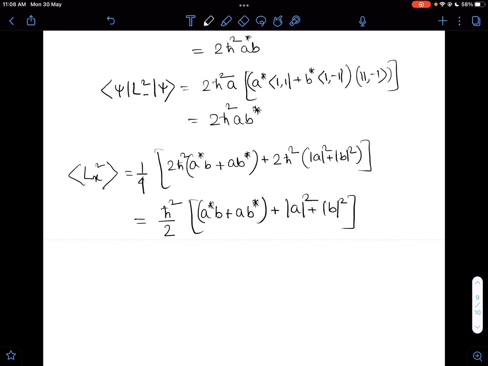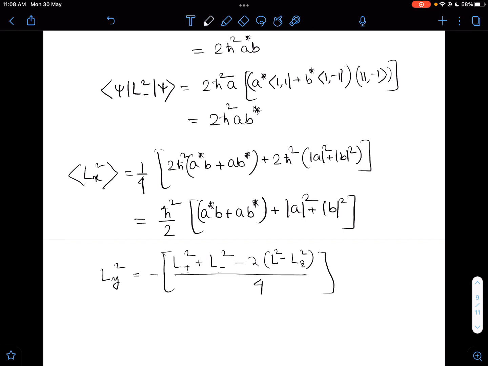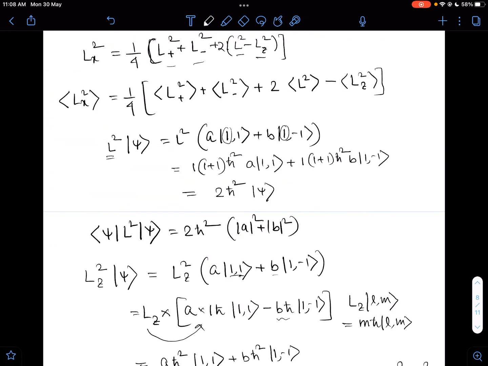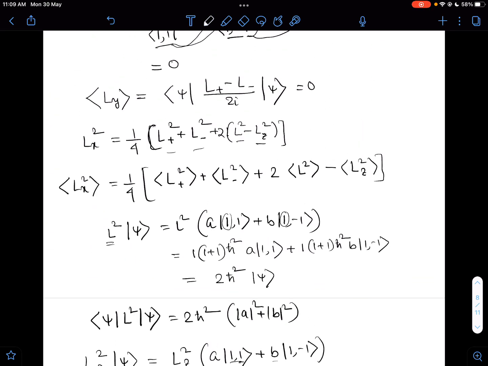So what is the Ly squared term? Ly squared is minus L plus squared, L minus squared, and here we have minus 2 L squared minus Lz squared, and here we have 4. These terms we have already calculated. So what is the difference between Lx and Ly? In the case of L plus, we have here L plus squared, L minus squared, and 2 L squared minus Lz squared.